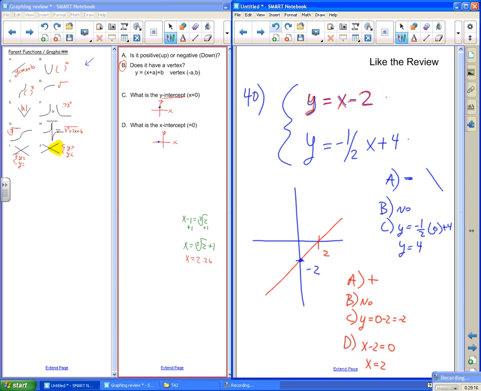Four. Okay, so now I know that my y-intercept is 4. And I'm going to go ahead and find my x-intercept and then go from there. So what if I set this equal to 0? What does that do? -4 divided by -1/2.